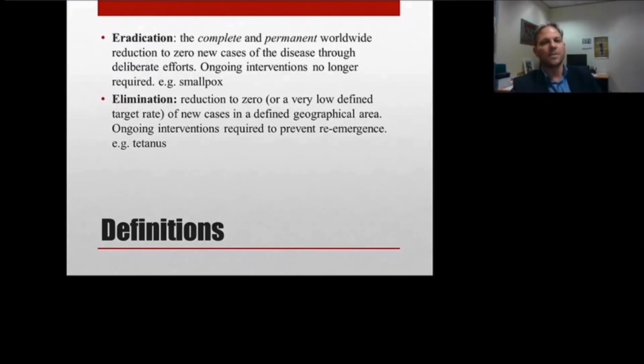Elimination, on the other hand, is a reduction to 0 or very low defined target rate of new cases in a defined geographical area, or sometimes worldwide. But you need ongoing interventions required to stop it coming back with a vengeance. And what makes something a target for elimination rather than eradication, for example, is that it has an environmental niche. So tetanus, which exists in soil around the world, can't be eradicated. We can only aim to have everyone immunised to the point where human cases are very, very few in number.